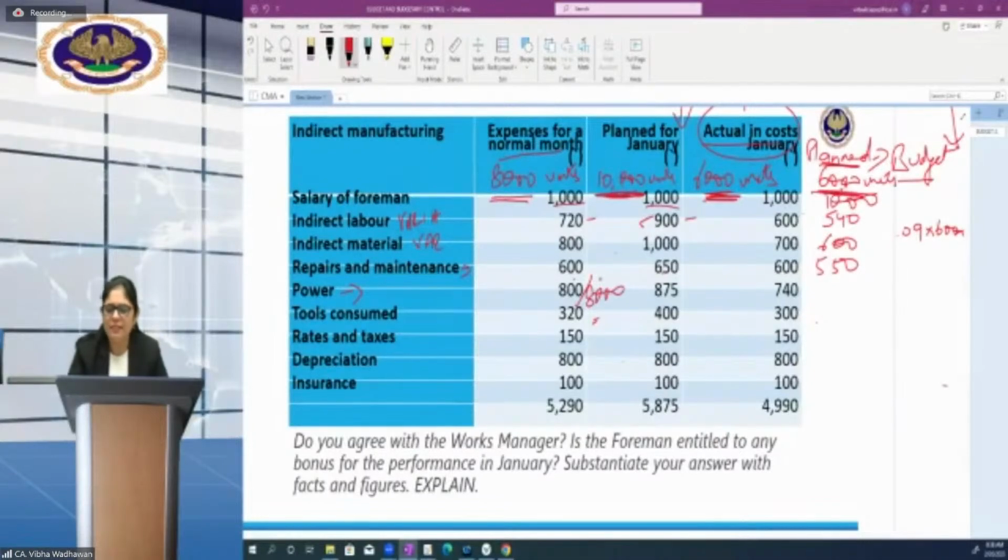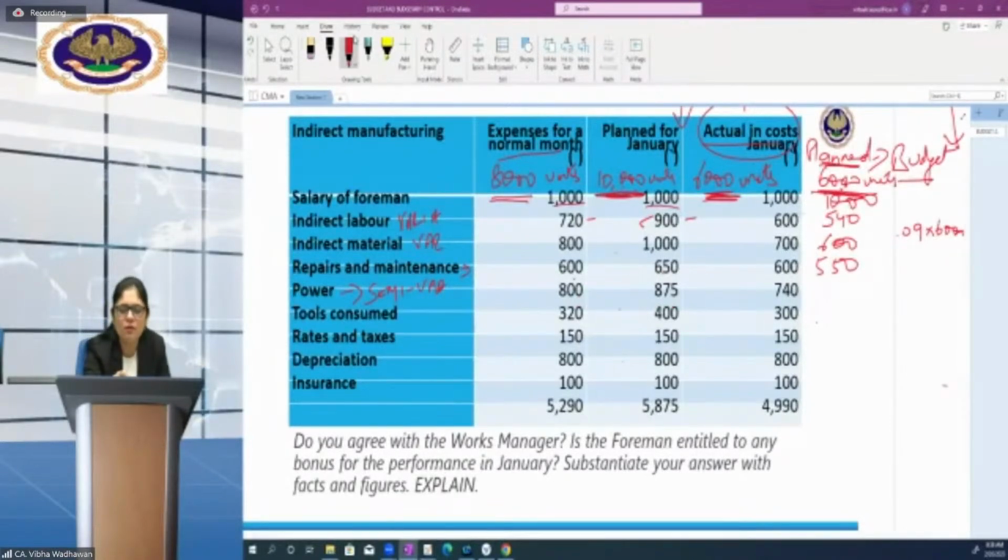So if I multiply 0.10 per unit with 10,000, it should be different, right? So 800 divided by 8,000 is 0.10. And 0.10, if we multiply by 10,000, should be 1,000, but it is 875. That means power also is a semi-variable expense. Semi-variable, so you have to split.